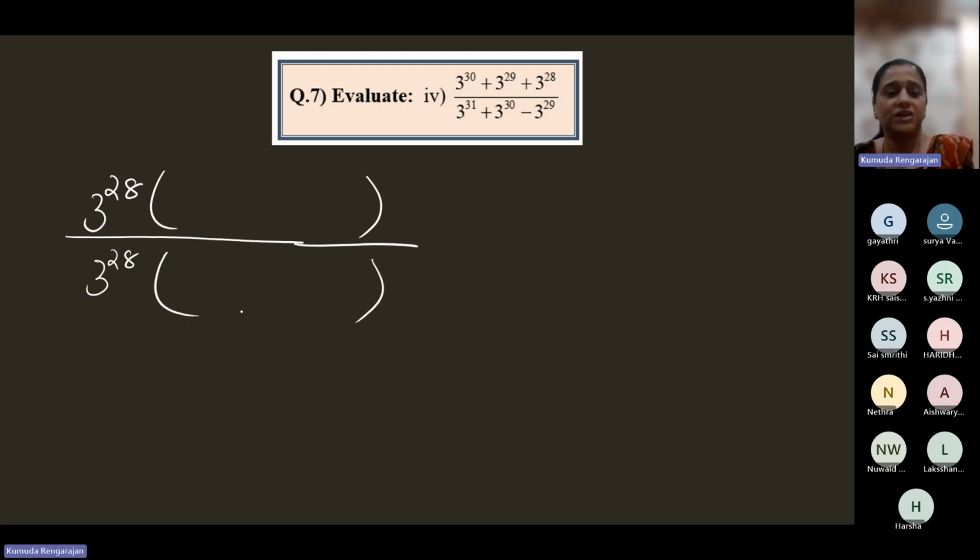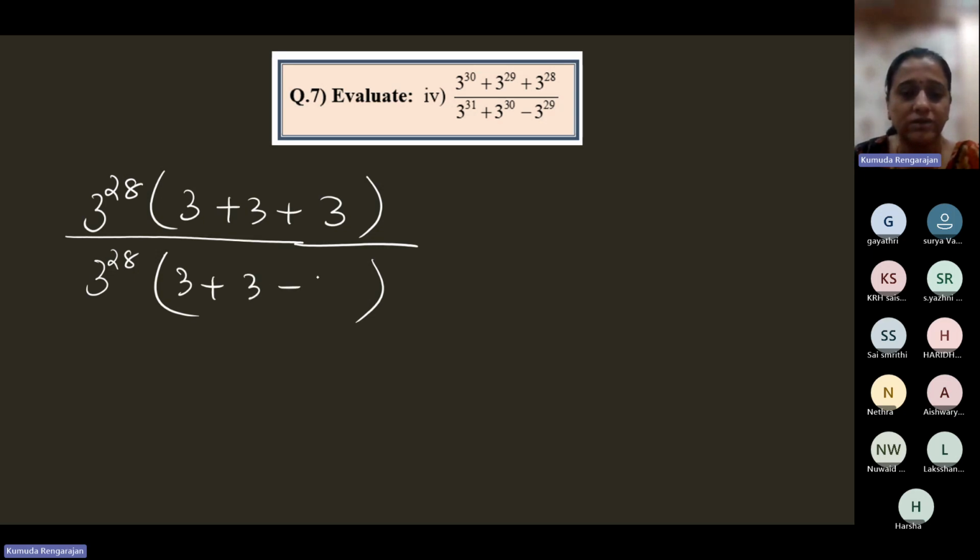So 3 to the power 28 into 3. See, everywhere you will get 3 only. You should put 3 only. Powers will be different. Plus, plus, minus, because we have 3 terms, no? We have taken out 3 to the power 28 common in the numerator and denominator. Now in the bracket, both in the numerator and denominator, we have to write 3 terms. For all the terms, the base will be 3. You should decide the power.